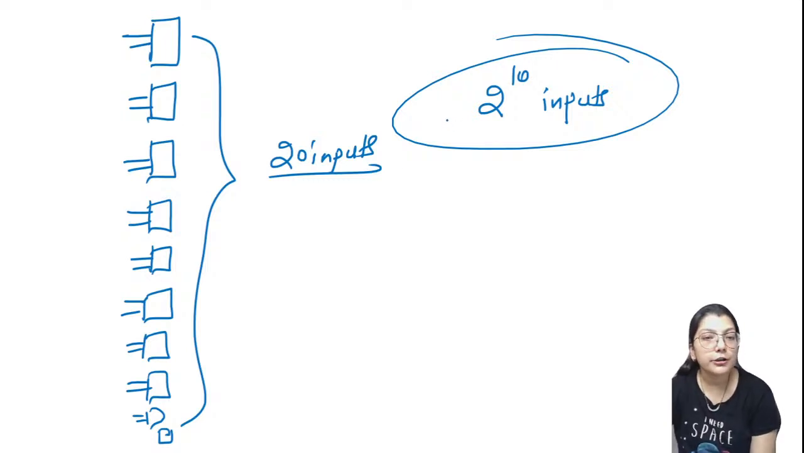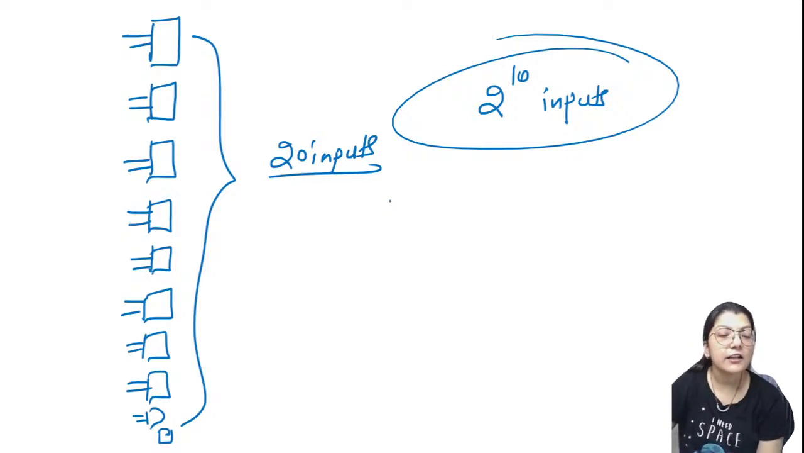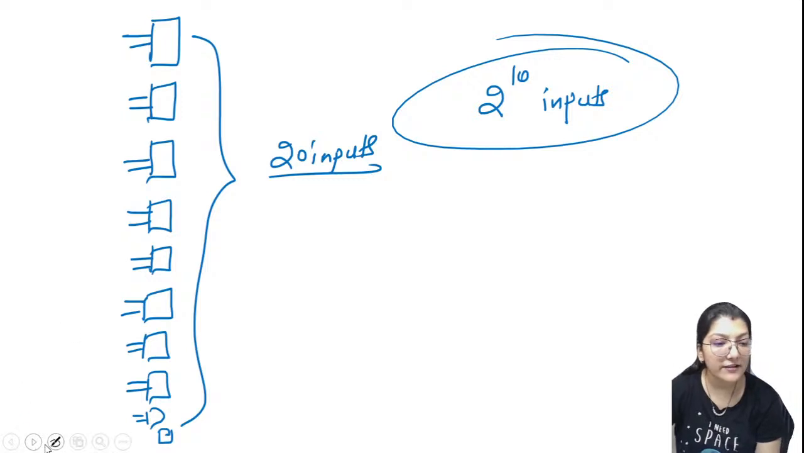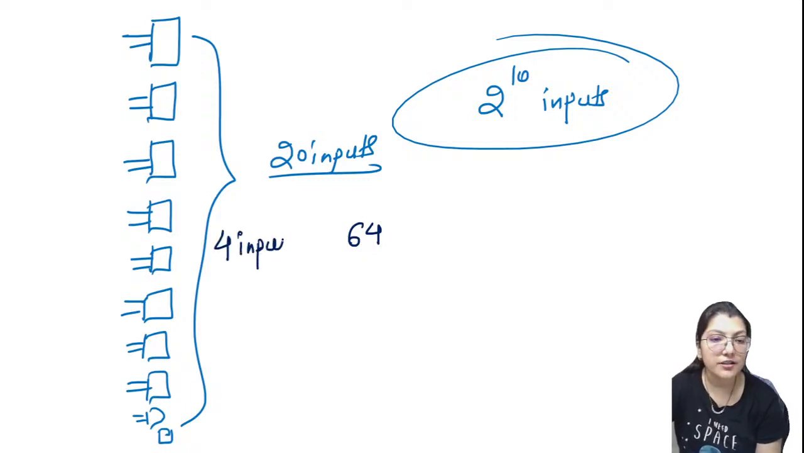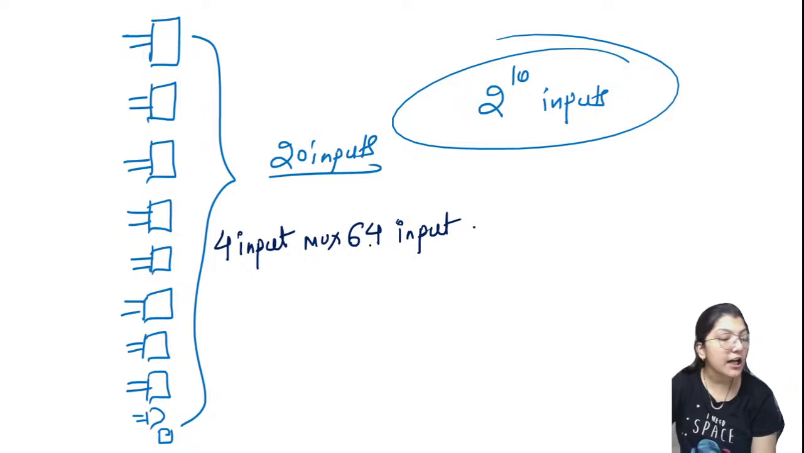So in order to do such type of questions, if they would have asked the question like, how many 4 input mux will be required to build a 64 input multiplexer. If this would have been the question, then how would you have done it?